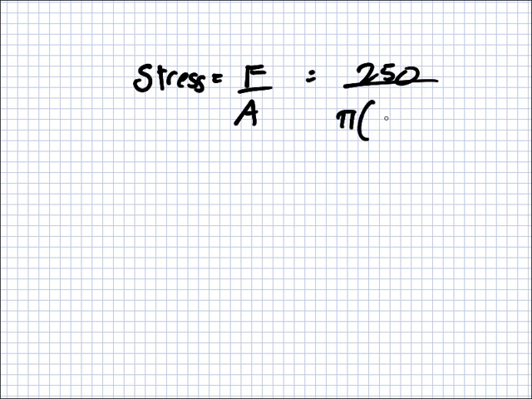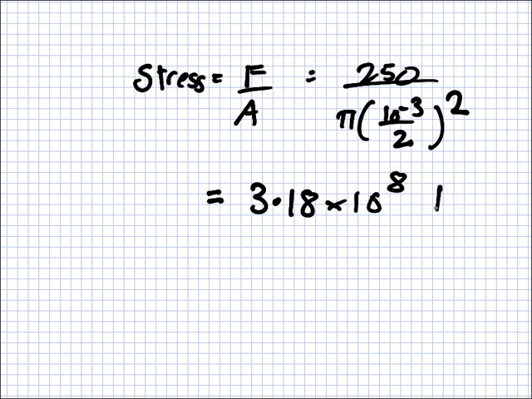A thin metal wire of diameter millimeters is used to suspend a load of 250. What's the stress? Stress equals force over area, which equals 250 over pi times (10 to the minus 3 over 2) squared. And what is that? 3.18 times 10 to the 8. Unit? Pa. No, say that properly. The full name. Pascal. Thank you, Pascal.